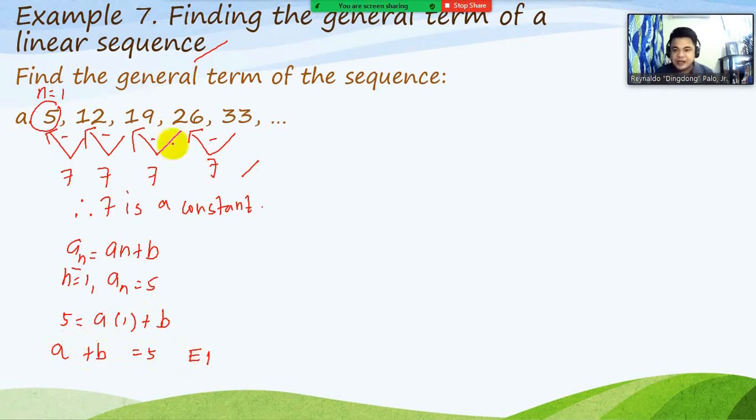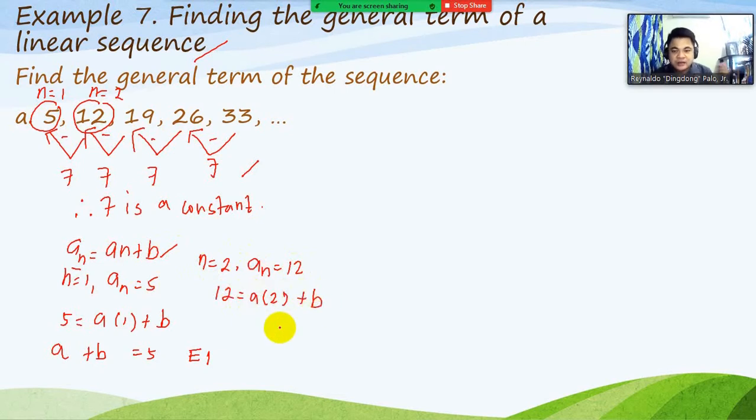Now let us create equation number 2 using the second term, wherein n is equal to 2 and a sub n is equal to 12. Then substitute the values into the general equation. So 12 is equal to a times 2 plus b.